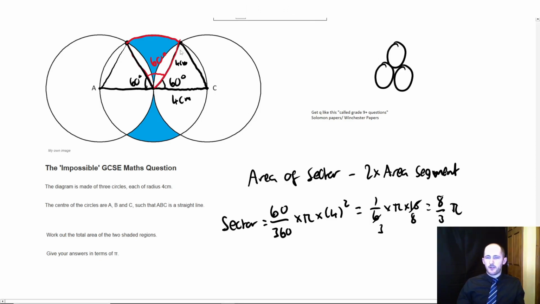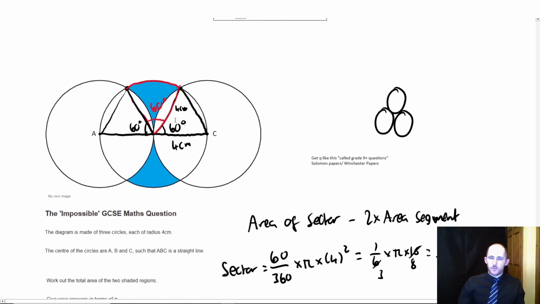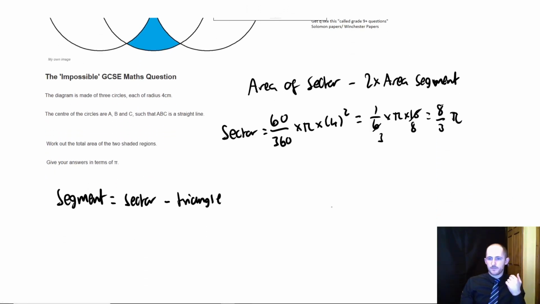So the area of the segment now will equal a sector minus the triangle that's inside it. And we can work out the sector first using the exact same method. In fact, it's going to be the exact same as this, right? 8 over 3 pi. It shouldn't change. Can you guys see why it won't change?